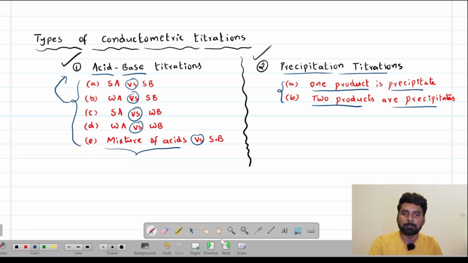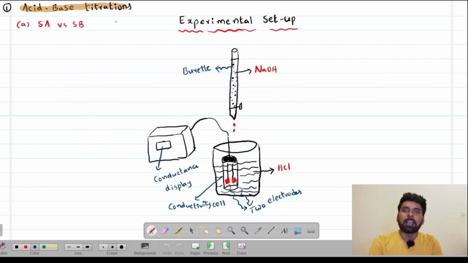First of all, I am taking the acid-base titrations. In that I will explain in detail the strong acid versus strong base titration. For this you must know how the experimental setup is done, and for which solution you are going to measure the conductance.